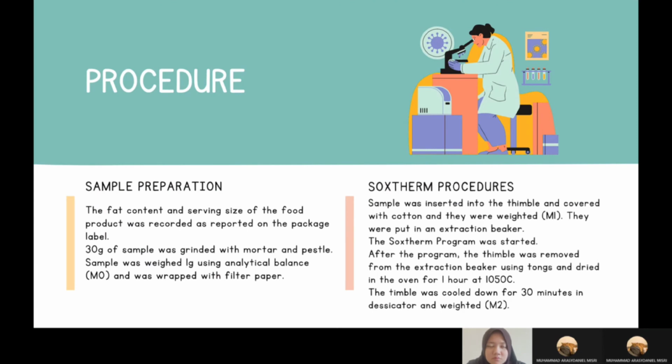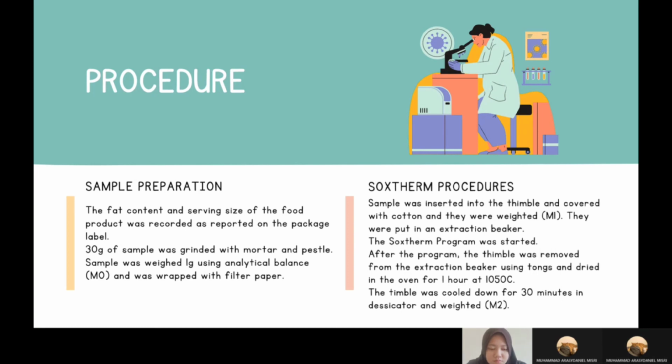As per the procedure, for sample preparation, the fat content and serving size of the food product were recorded and reported on the package label. The sample was ground with mortar and pestle. The sample was weighed using an analytical balance, which is M0, and was wrapped with filter paper.